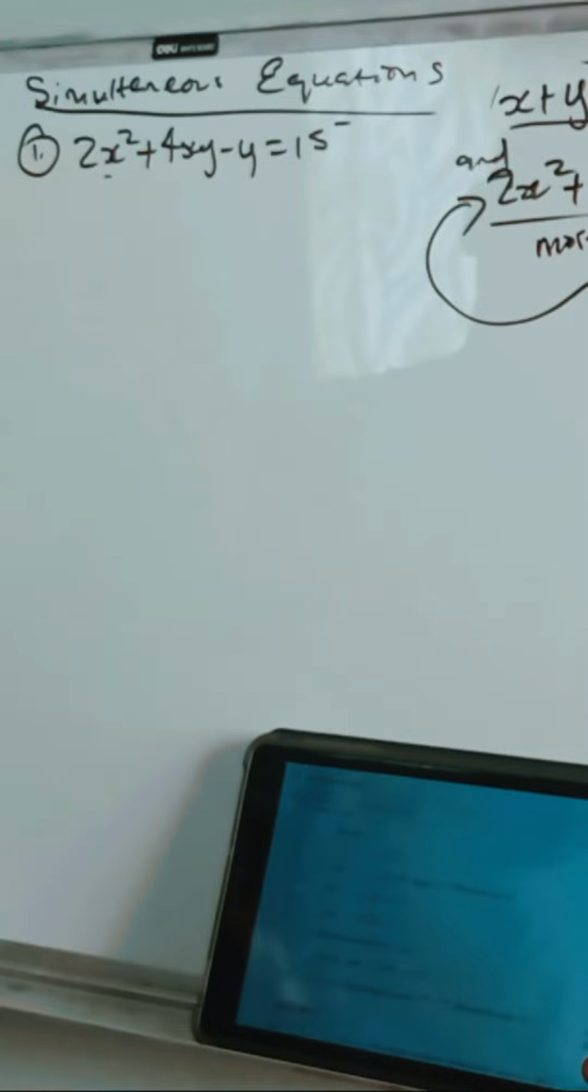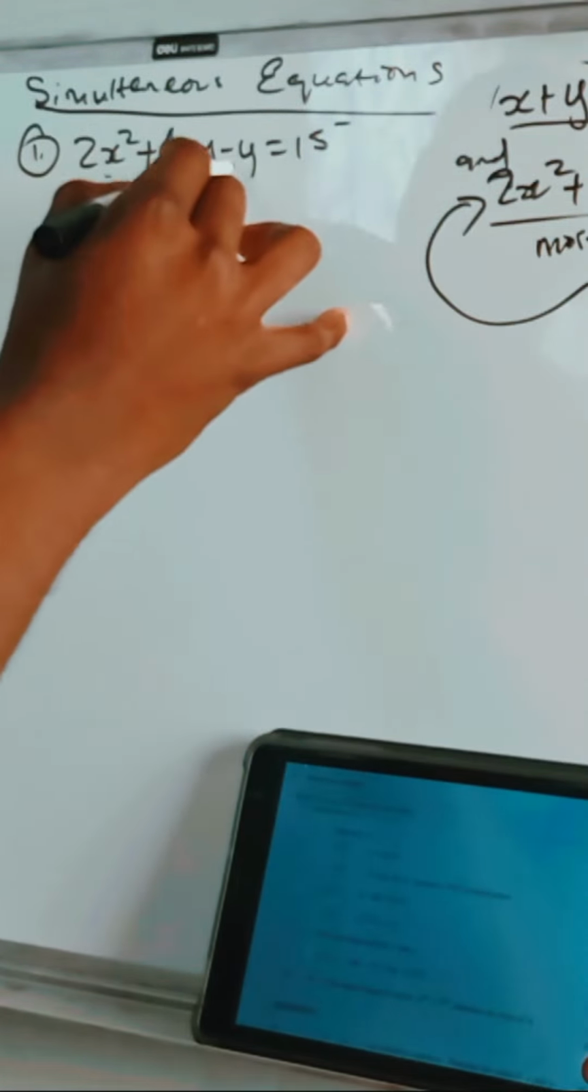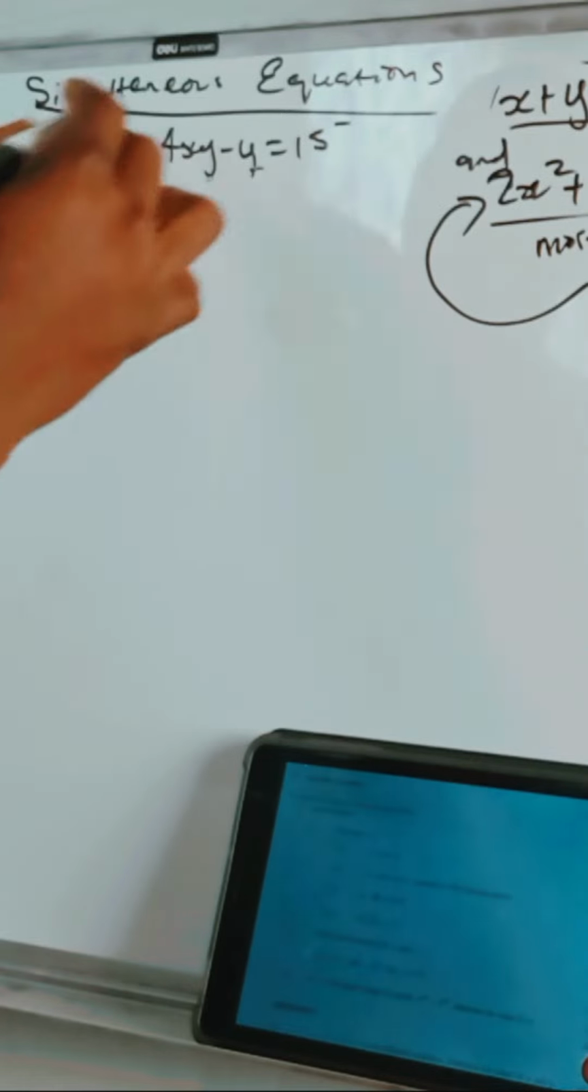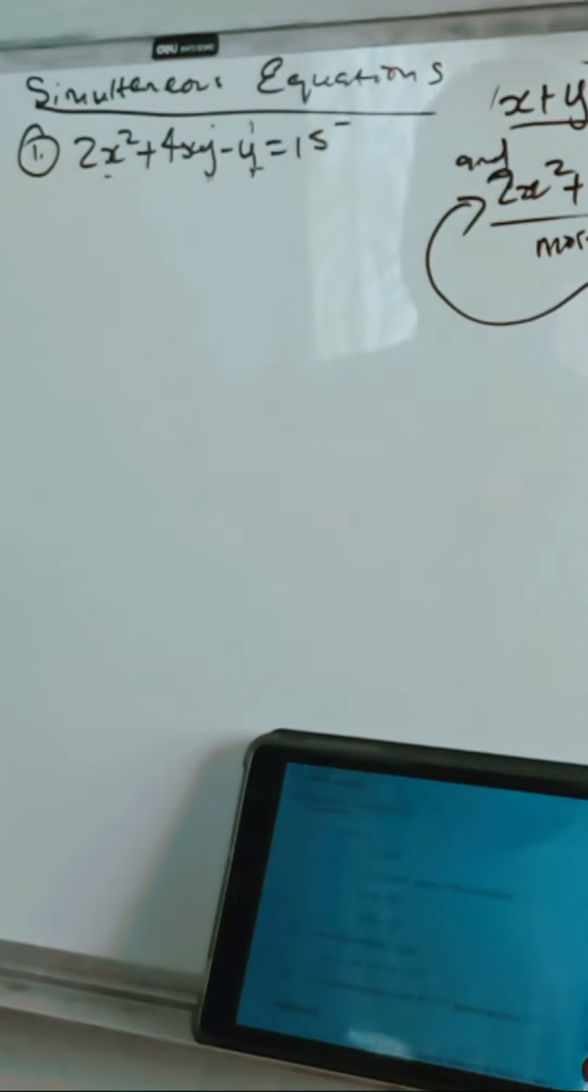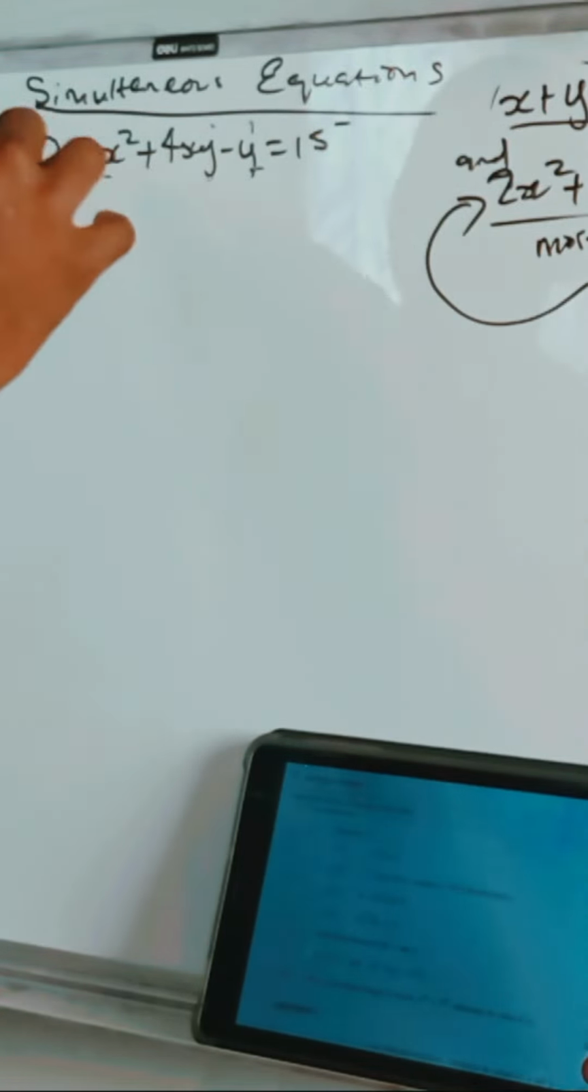Not that it cannot work, but the simplified way that you can solve this kind of equation, you must pick one that doesn't have a square. And when you look here, the one that doesn't have a square is y. Y has 1 as an exponent, not 2 as an exponent.